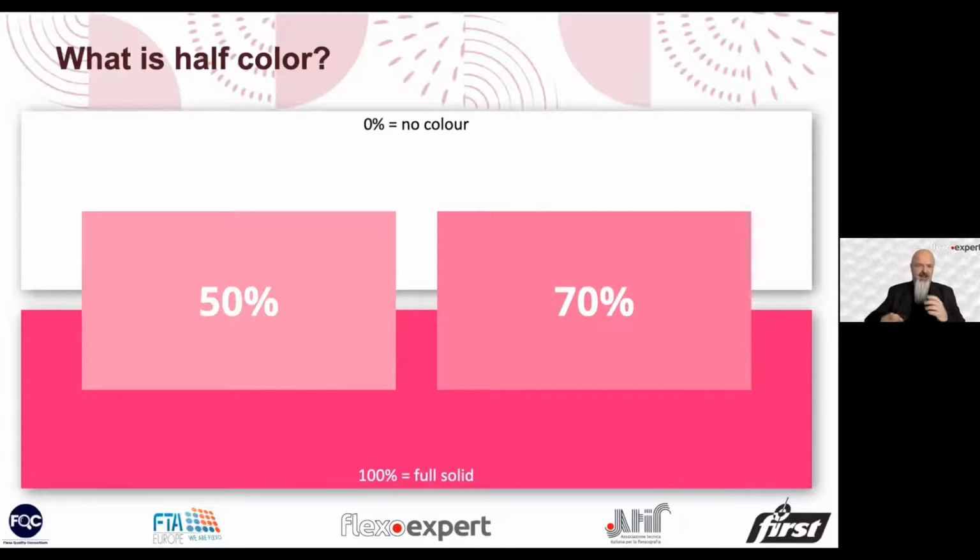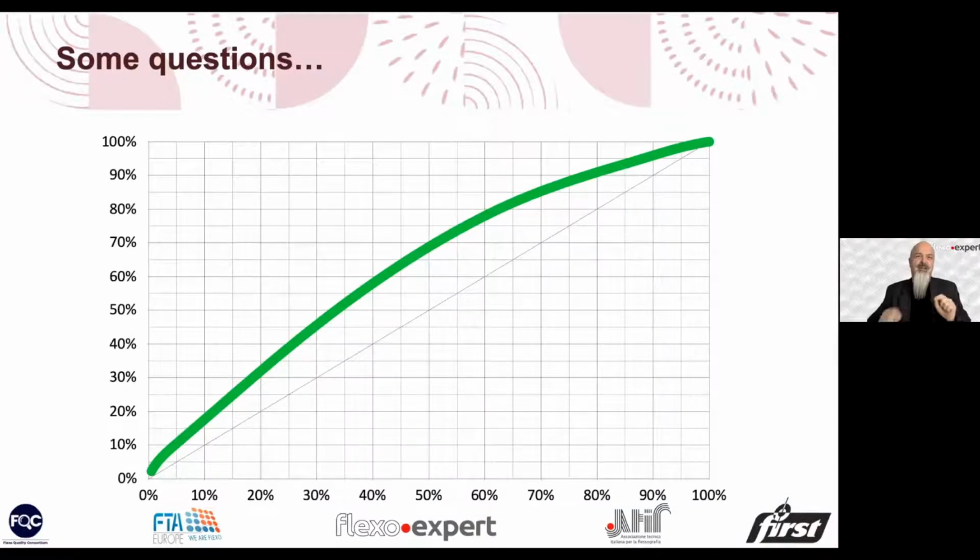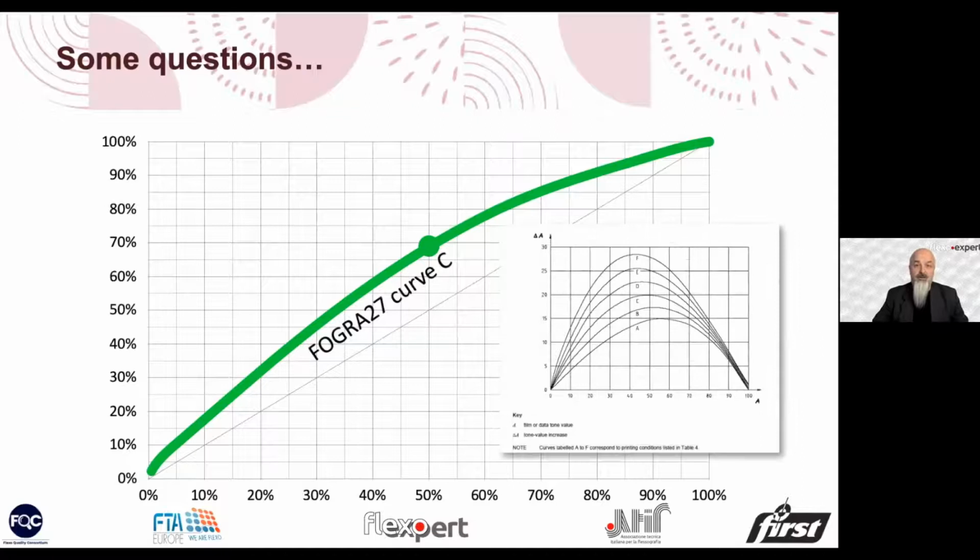Okay, but again, I don't want to go into sophisticated technical formulas here. Let's see something more. If we look at our target reference curve, we see this 50% going to 68.7, 70%, whatever. That curve was actually derived from the curve C of FOGRA 27 characterization. Yes, we are talking of legacy offset printing characteristics onto paper substrate with offset plates, offset inks, offset system.